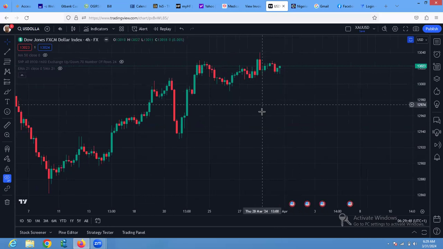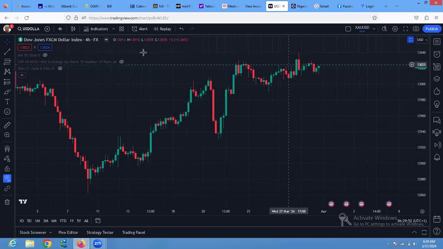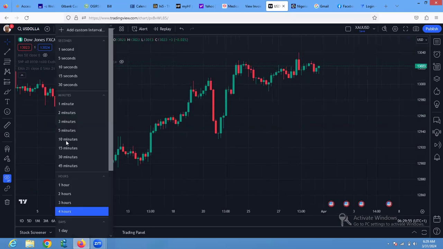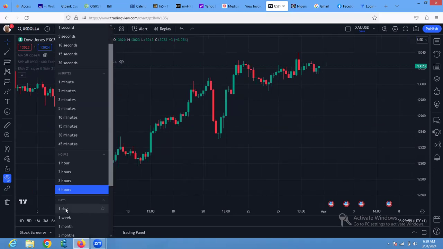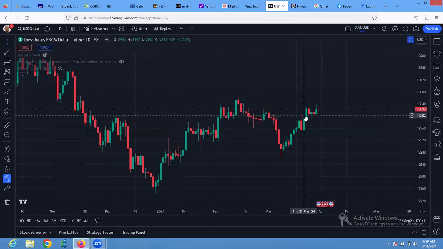I'm yet to see it on the 4-hour time frame. If you look at the daily time frame, we are yet to see that on the daily time frame as well on US dollar index. So I'm yet to see it. What I can see here is that we are within this correction for now.